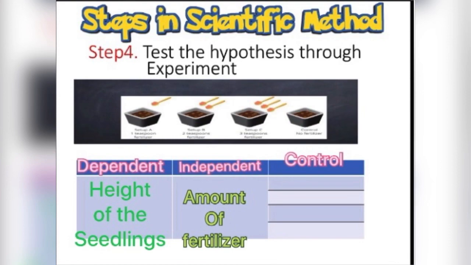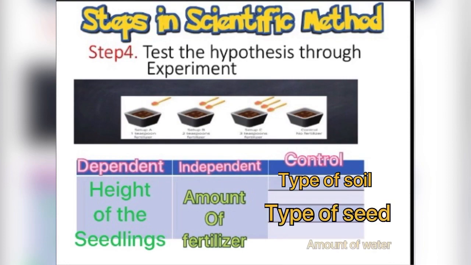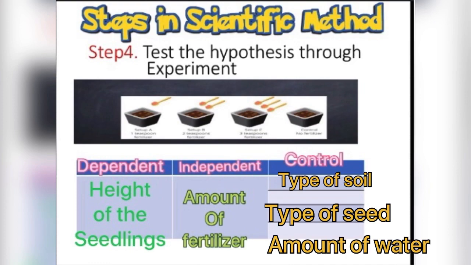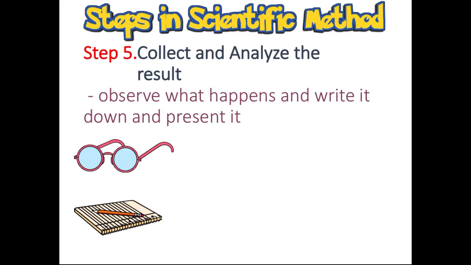Now, in this experiment, we must keep this factor the same: the type of soil, the type of seed, the amount of water, and temperature. And after doing the experiment, proceed to the fifth step. And the fifth step is to collect or record and analyze the result.